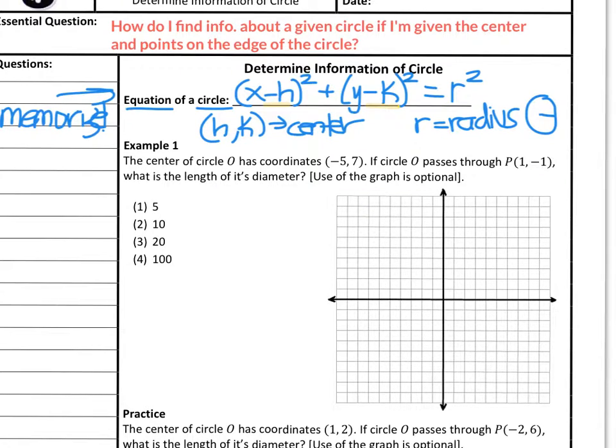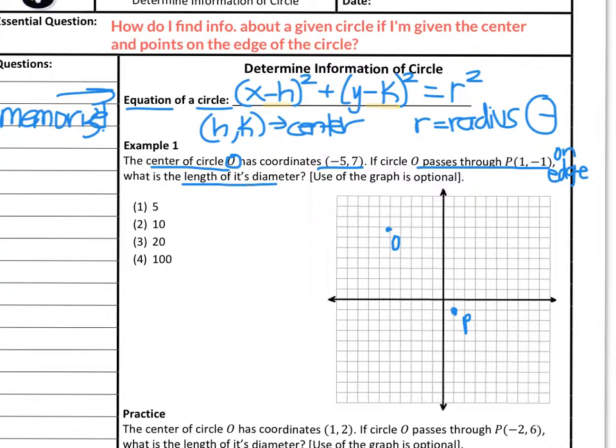Okay, so example 1 says the center of circle O has coordinates at -5, 7. So let's go ahead and plot that point. Circle O means that O is the center of the circle, and it passes through the point, which means this point is on the edge of the circle. So it's on the edge at 1, -1, so over 1, down 1, right there. And that's point P.